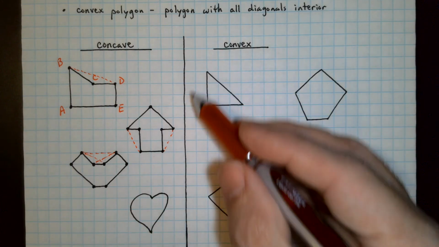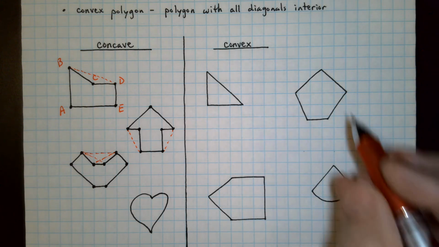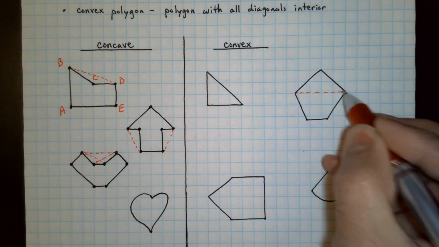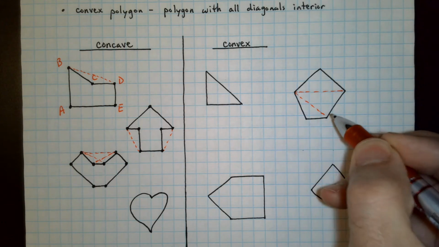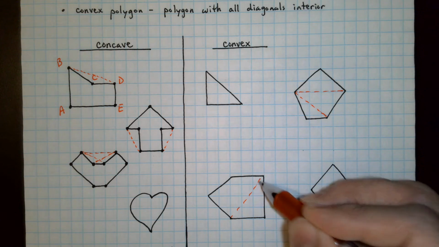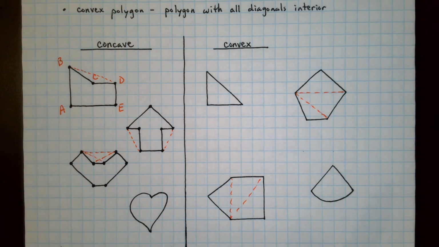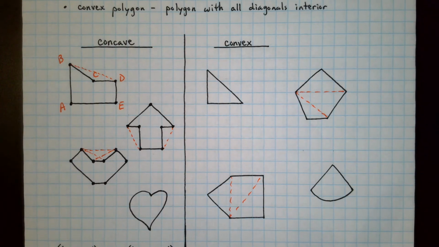On this side, though, you can't see any diagonals outside of the figures. They're all inside. For example, here's one on the inside, here's one on the inside, and every one of them ends up being on the inside for these figures. Here's another one, here's another one. And that's the requirement to be a convex polygon. All the diagonals are on the inside.